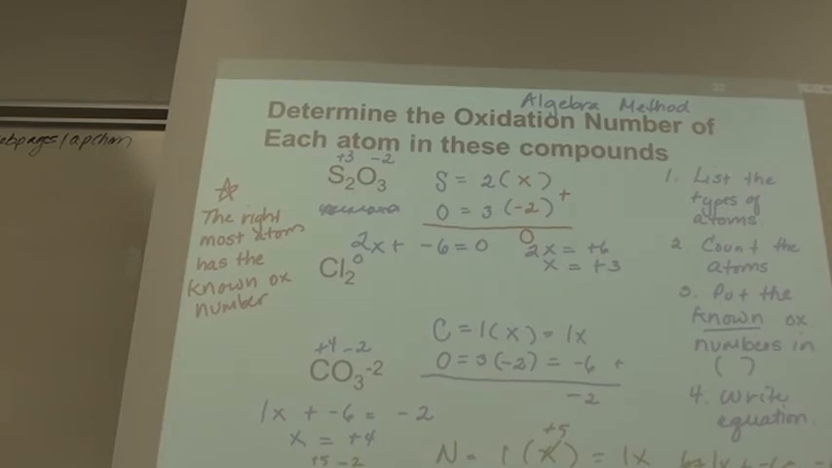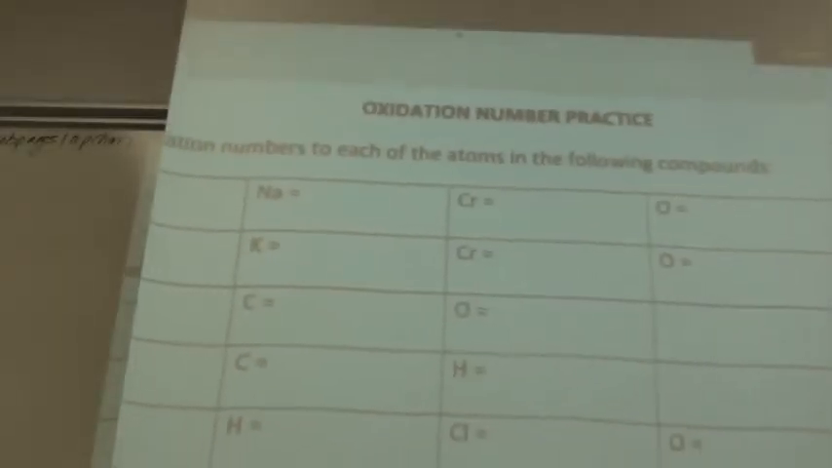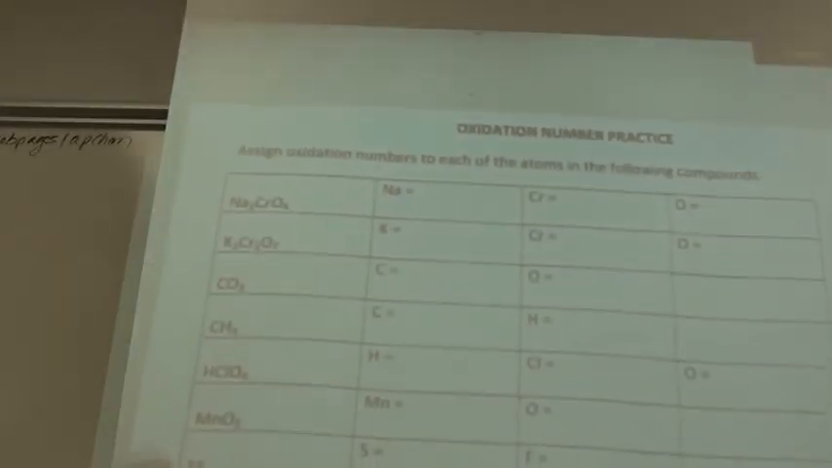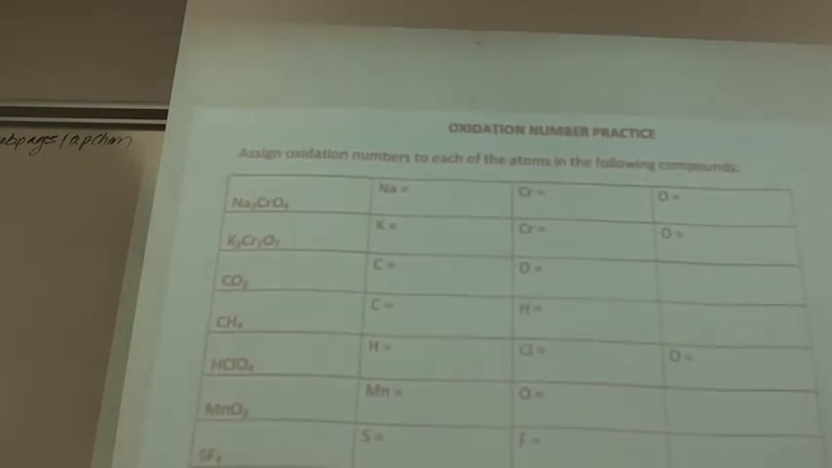Let's look at the worksheet that I just gave you and work through a couple of these together. All right, this is kind of tricky because for the first time you have more than 2 atoms in a compound. Will everything fall apart? No. I think you can do this. The algebra method works all the time. Let's do the first one together.